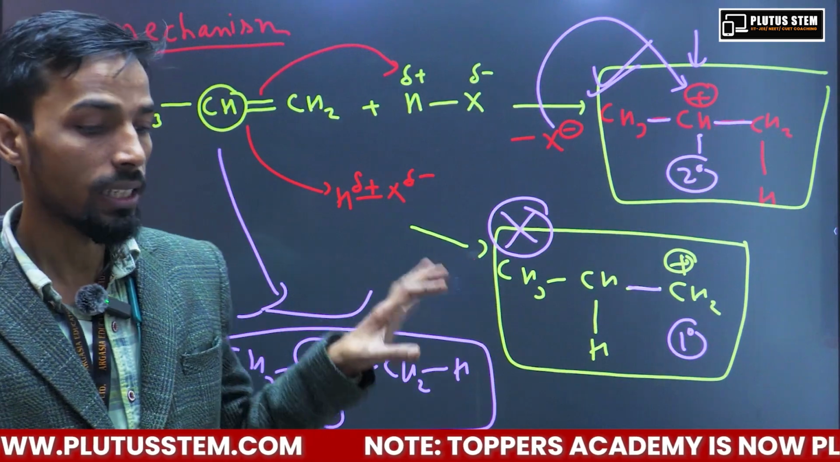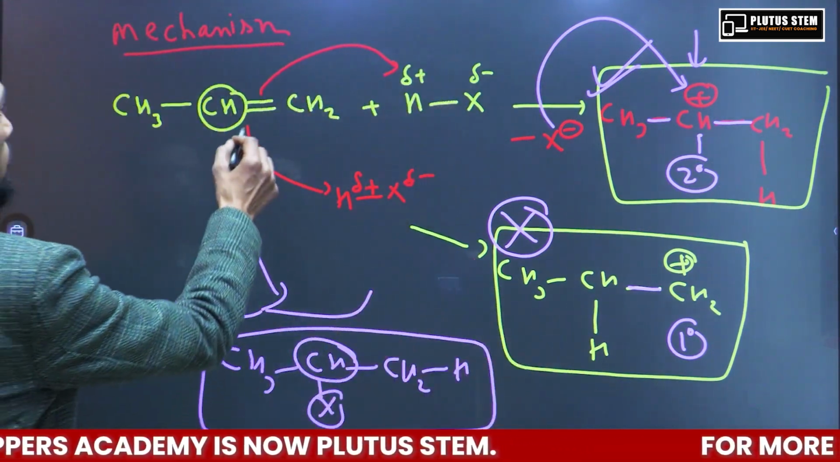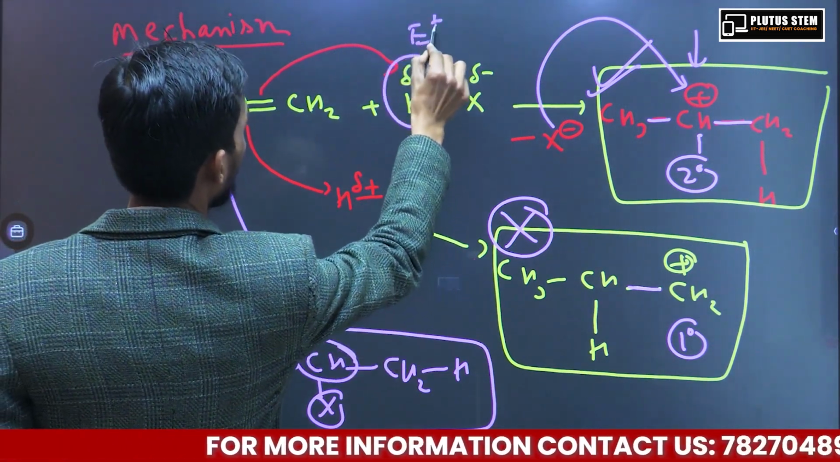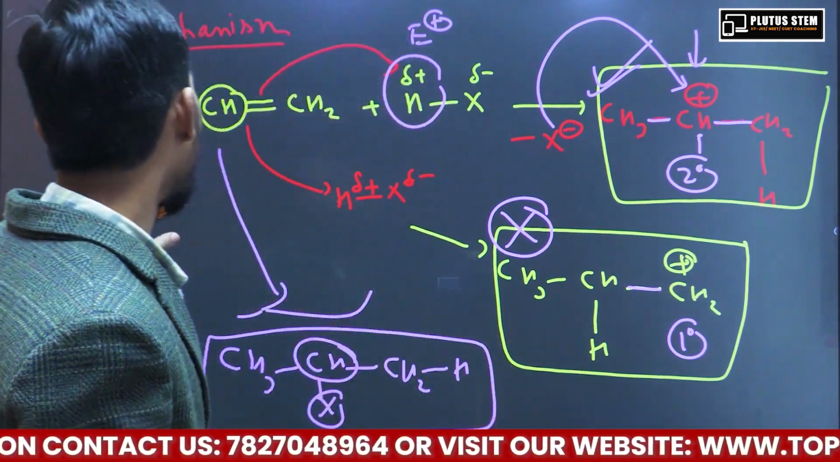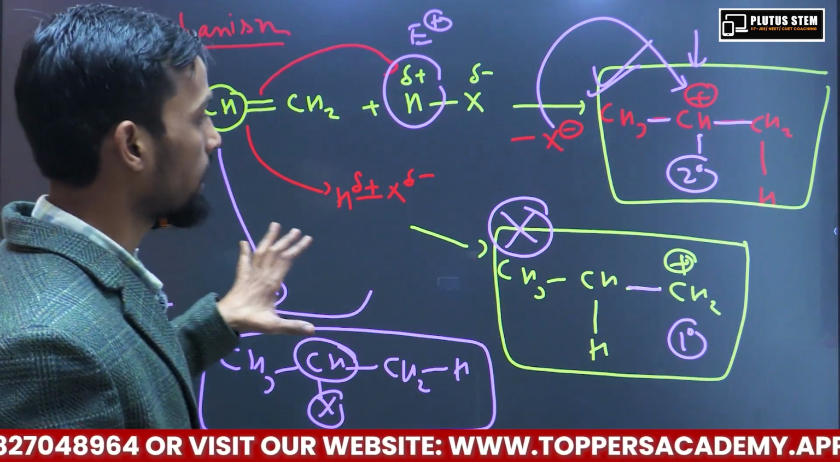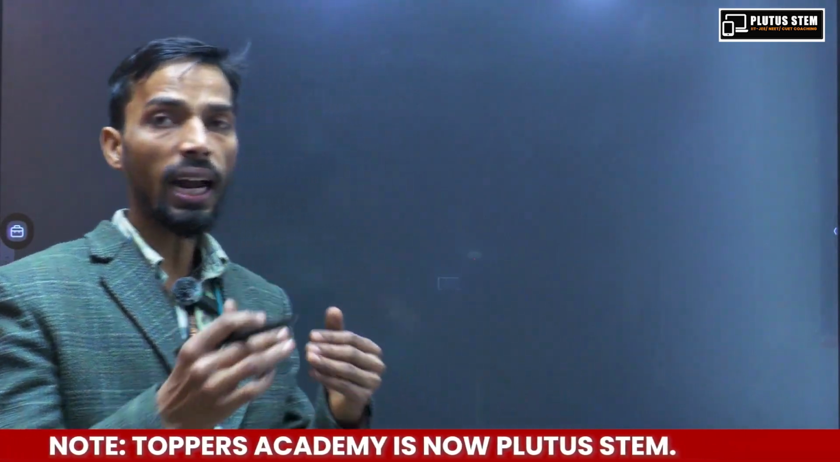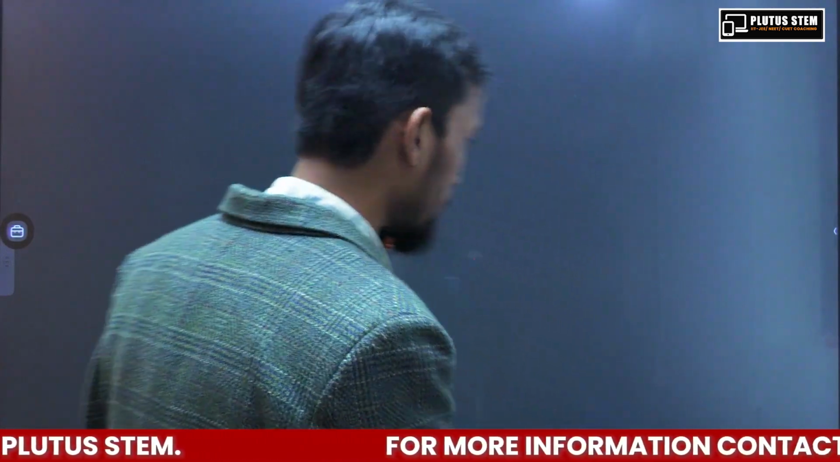Now we understand this mechanism is proceeding by electrophilic addition, because it is acting as an electrophile and addition is taking place. It is an electrophilic addition reaction taking place over here. So now we will take one more example. We are going to discuss one more example to understand this carbocation stability and what other possibilities can be taken with this carbocation.